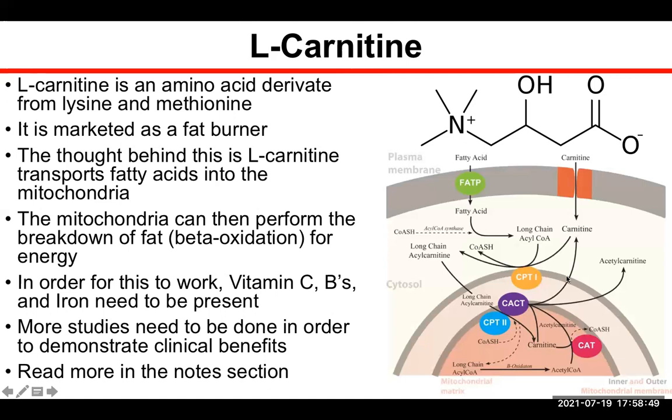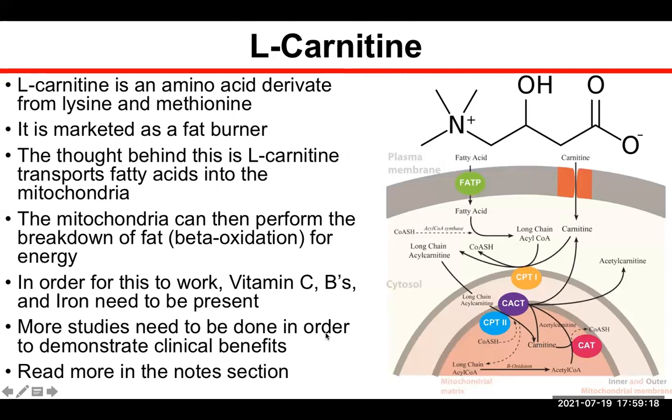It is also important to note, in order for this process to work, there's a lot of enzymes involved in this whole process. And these enzymes require what are called cofactors. Basically these cofactors are just molecules that help enzymes function efficiently. Some of these are vitamin C, some of the vitamin Bs, and iron. So if you are low on any of these, this process is going to be very inefficient.